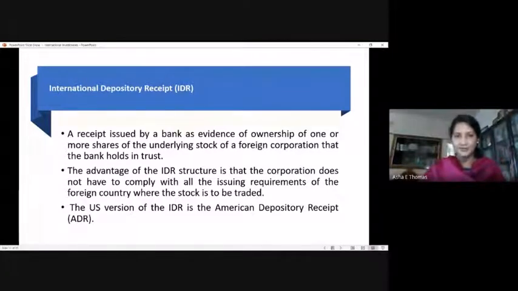Then we said that foreign institutional investors can come up with different types of deposit options like ADR, GDR, or, as we said, bonds or mutual funds. So this is one type of investment which can be chosen by foreign institutional investors. An international depository receipt is issued by a bank as evidence of ownership of one or more shares of the underlying stock of a foreign corporation that the bank holds.